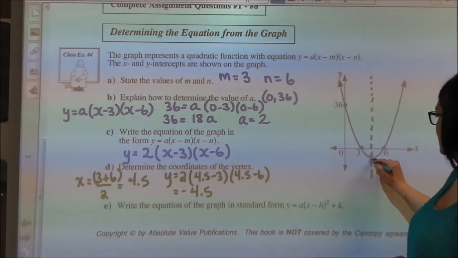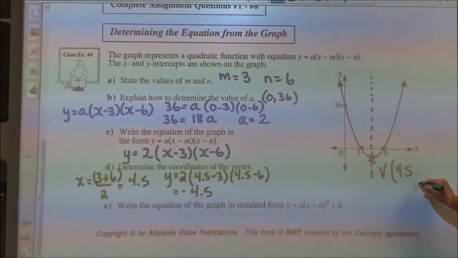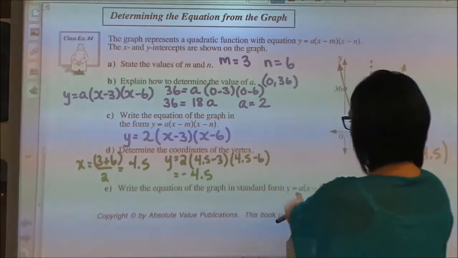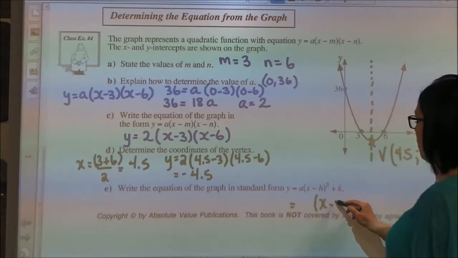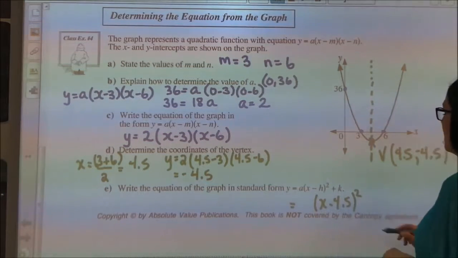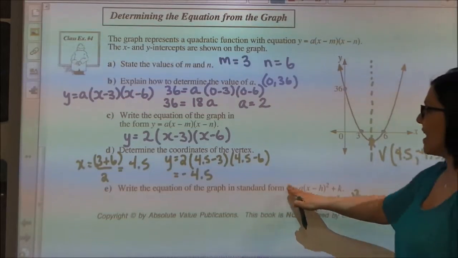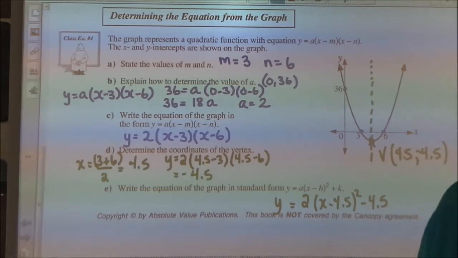So then my vertex, this point right here, is 4.5 units to the right and -4.5 units, so 4.5 units down. If I know the vertex, I can put it in this equation where h is my vertex, so (x minus 4.5) squared. k is this value, minus 4.5, and the a value is the same. So there becomes my equation for a graph in standard form.